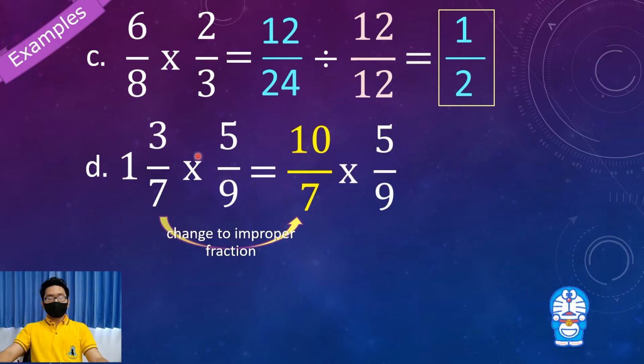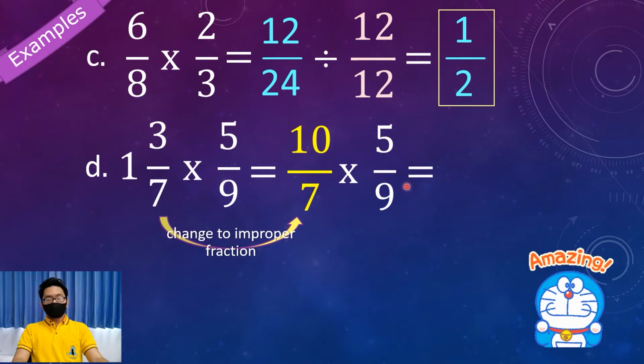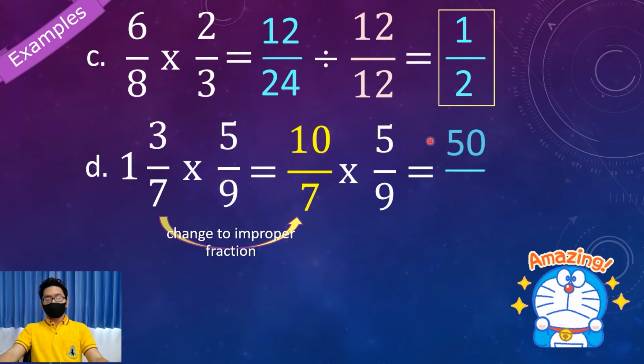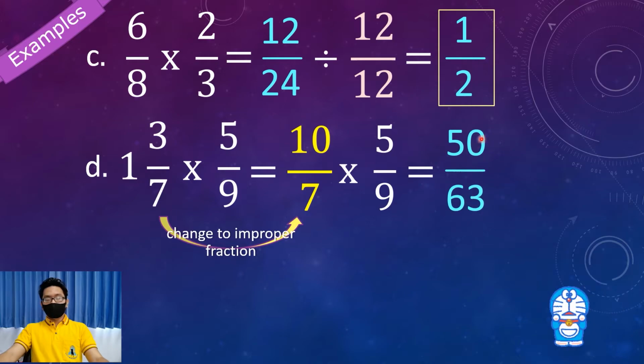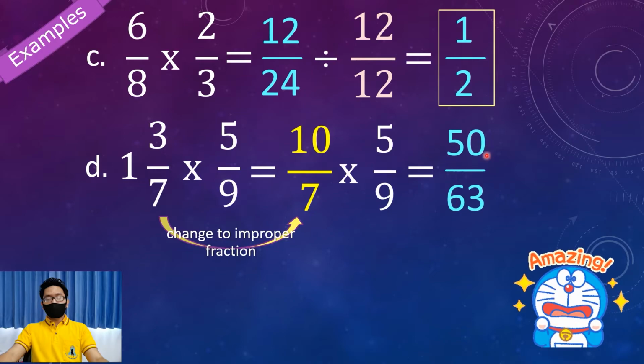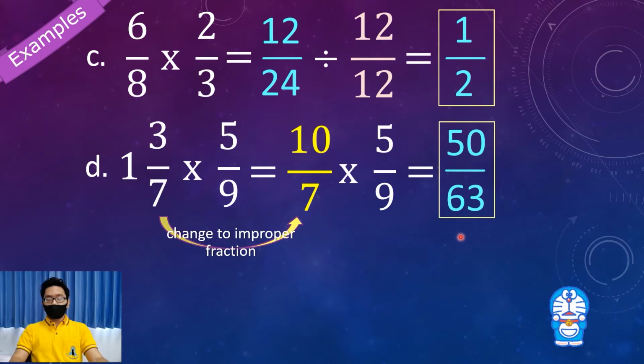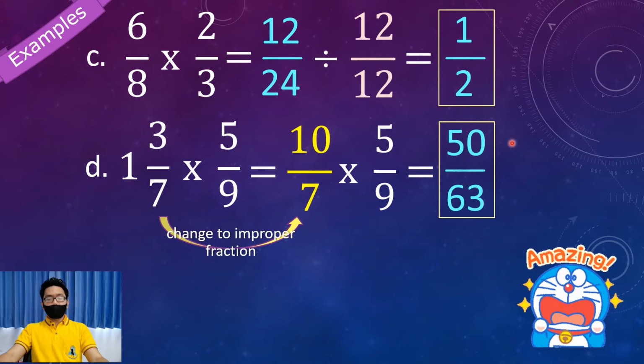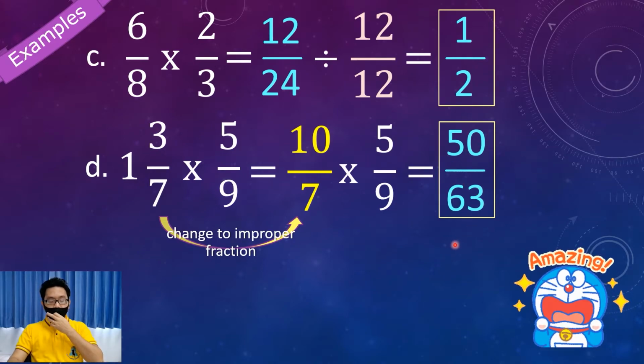And then multiply it by 5 over 9. Follow multiplication procedures. 10 times 5 equals 50. 7 times 9 equals 63. Now let's check if this fraction is in simplest form. Yes, 50 over 63 is already in simplest form. Therefore, this is now our final answer. Alright?